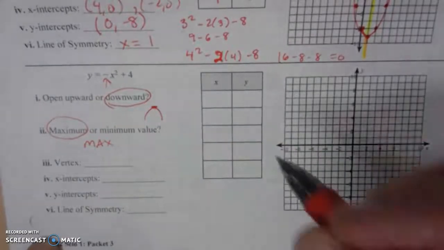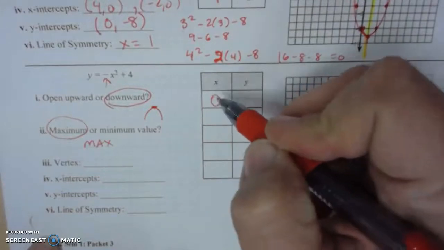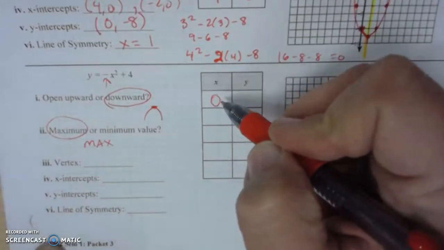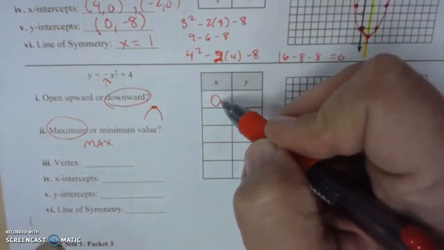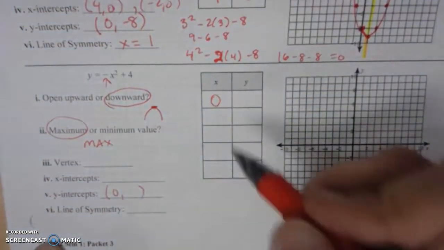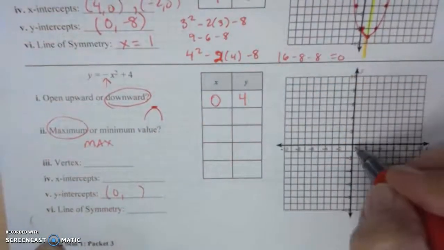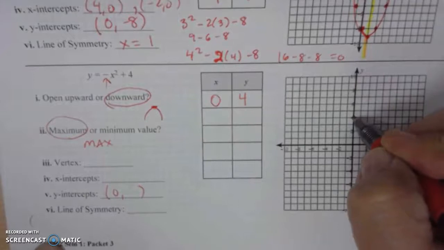So it's always nice to start with, let's plug in 0, because we know that when x is 0, that's going to be our y-intercept. Our y-intercept is always 0 something. And so let's plug it in. We're going to get 0 plus 4 is 4. So the point 0, 4 is right here.